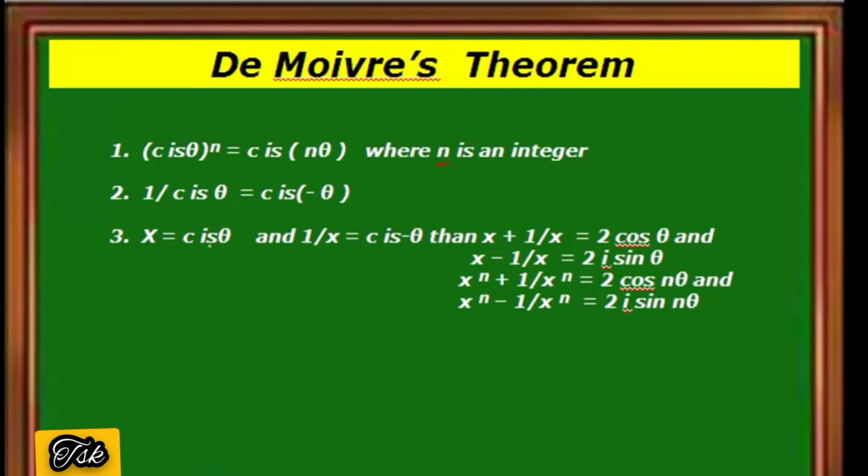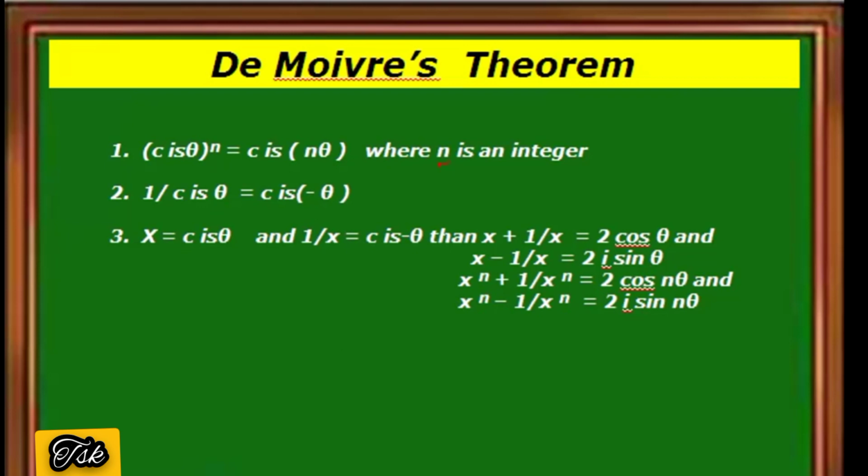x is equal to cis theta. 1 by x is equal to cis minus theta. Then x plus 1 by x is 2 cos theta. x minus 1 by x is 2 i sin theta. x power n plus 1 by x power n is 2 cos n theta. x power n minus 1 by x power n is 2 i sin n theta.